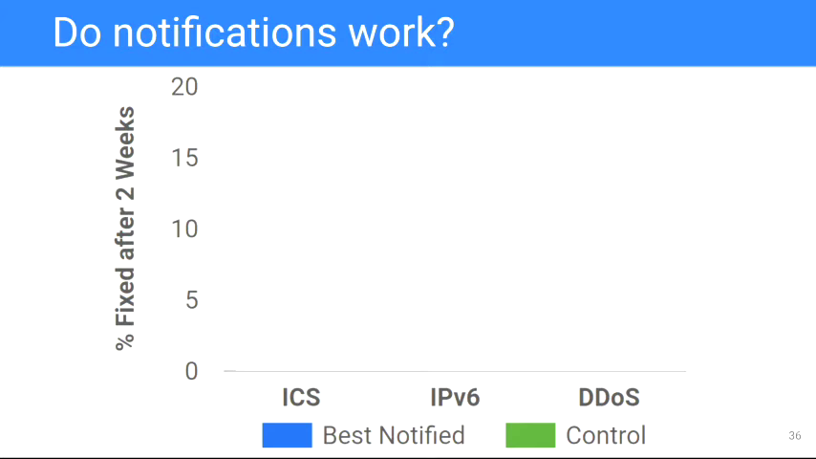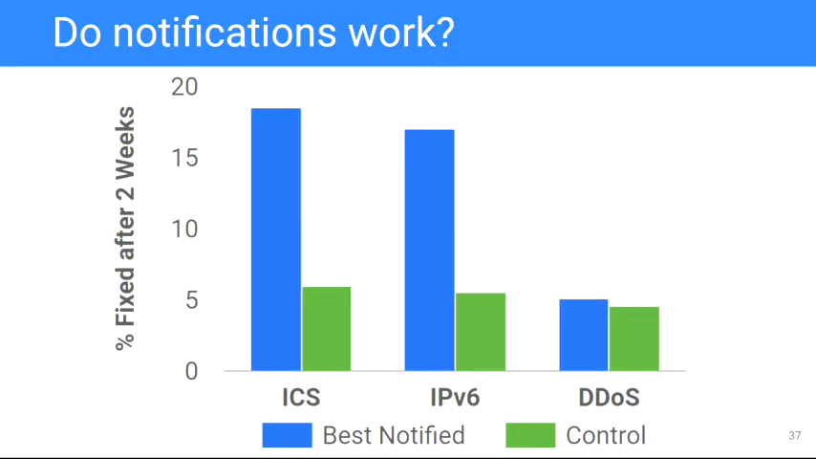So the graph here shows the percent of contacts that are fixed after 2 weeks. So essentially the 2-week remediation rate for each of our different data sets. And we'll be comparing the best notified group compared to the control. So we see for both ICS, the industrial control systems, and for IPv6, we see statistically significant impact from our notifications with an additional 10 to 15% of the contacts remediating compared to the control.